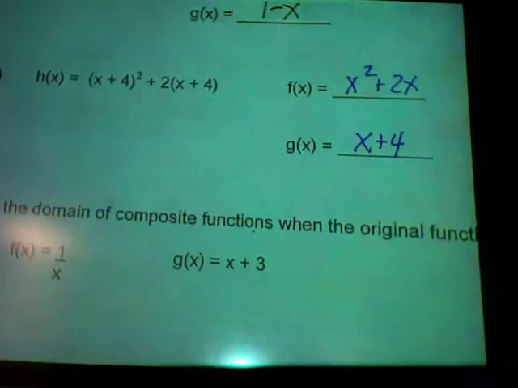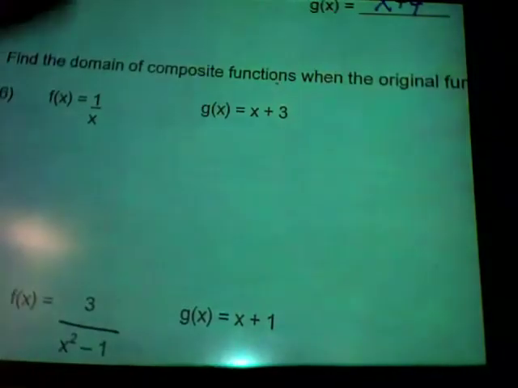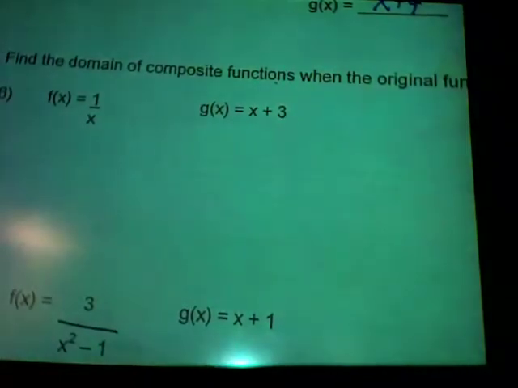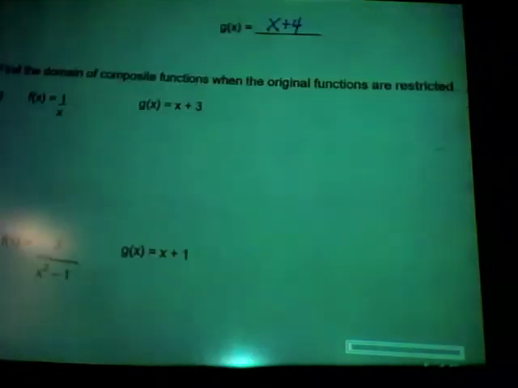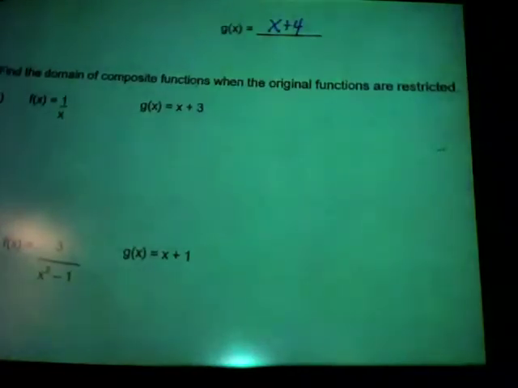All right, now, Matt, this is your favorite part. We're going to find the domain of composite functions. So I really don't have any directions here for you. Yippee skippy. All right. Now it says find the domain of the composite functions when the original functions are restricted. So I just want to briefly talk about the original functions' restrictions before we talk about the composite function restrictions. They can be the same or different.